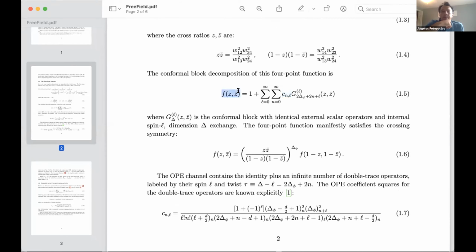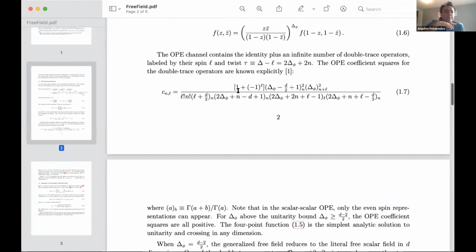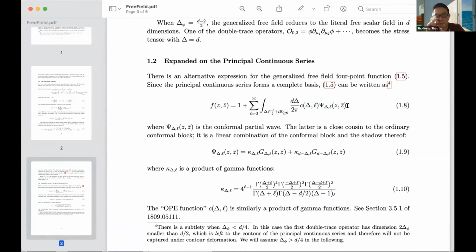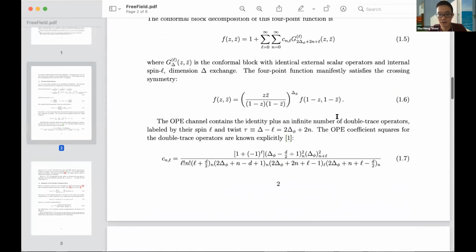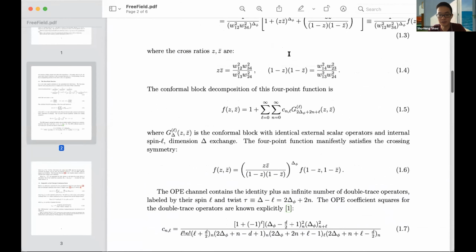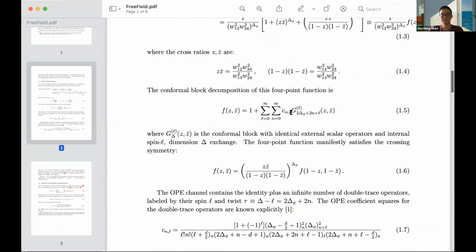And of course, alternatively, this function can be expanded on the principal series onto the conformal partial waves. But perhaps it's the conformal block decomposition that's more physical in some sense. I'm not exactly sure. Well, you read off exactly the squares of the structure constants, and you read off the spectrum. That's the one you should be looking at, I think. For ordinary CFT, yes. Here, I'm a little bit less confident, but probably you are right.